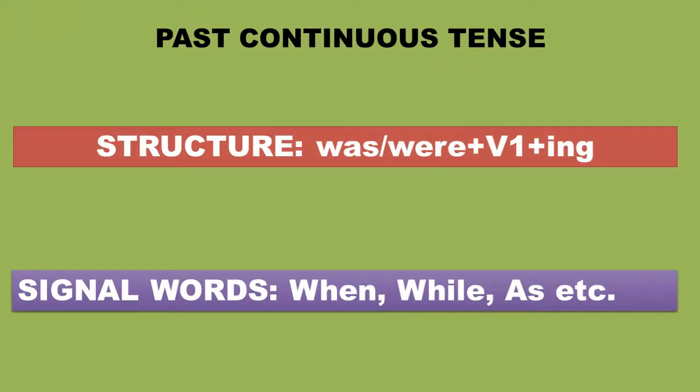Past continuous tense is used to indicate an action going on at some time in the past. Remember, it is continuous, past continuous. So we have to add an ing to the verb.